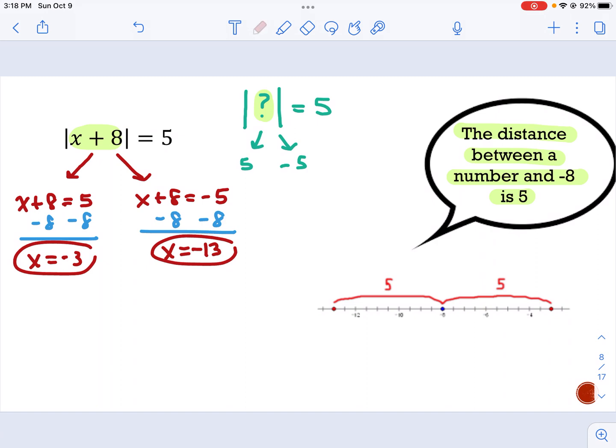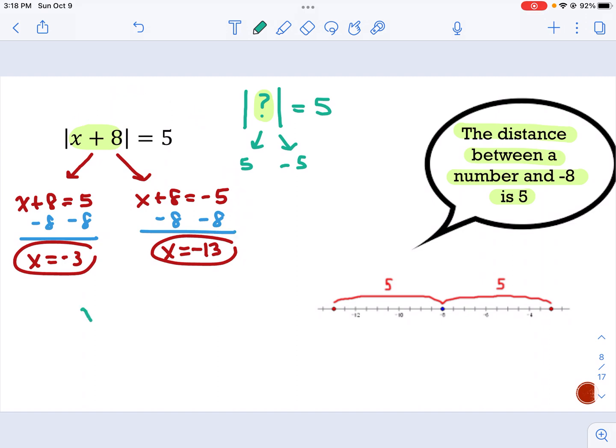All right, we always check. What this means is that of all the numbers in the world, the only values that should technically satisfy my original equation are -3 and -13. So let's plug in. If I plug in -3 for x, -3 plus 8 gives me +5. The absolute value of +5 is 5. Good, that one works. Let's look here. If I plug in -13, -13 plus 8 gives me -5. The absolute value of -5 is 5. So that one also works.